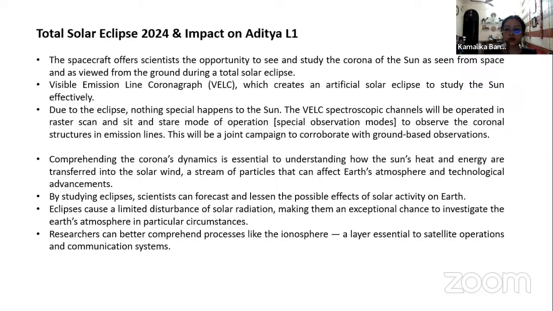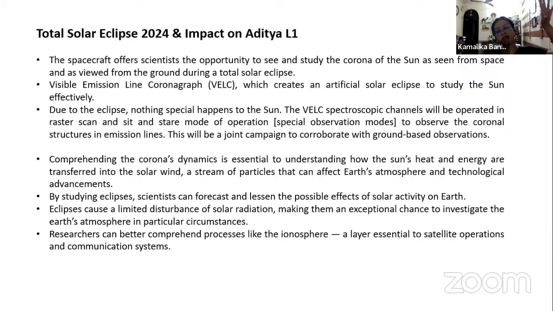The VELC, or coronagraph, that is present in the Aditya L1 mission, creates an artificial solar eclipse to study the sun effectively. Due to the eclipse, nothing special happens to the sun. It's only the VELC spectroscopic lines which will be operated in raster scan and sit and stare mode of operation to observe the coronal structures in emission lines. So this is how a joint campaign has been made to corroborate with ground-based observations.